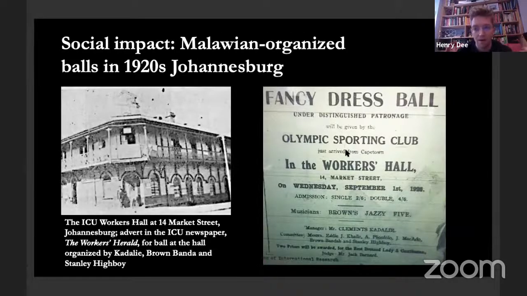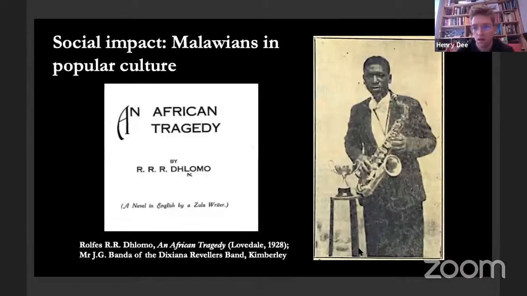At the same time, Malawians are very important socially. So the Malawians within the ICU all organize balls at the ICU's Workers' Hall in Johannesburg. Alongside Kadali, you have Brown Banda and Stanley Highboy, who are noted dancers in the 1920s and 1930s. There are famous Malawian musicians like J.G. Banda, who's from Kimberley. And you've got Rolf Stalomo writing about drinking and gambling Malawians in 1920s Johannesburg in his novel An African Tragedy, which is the first main Black novel in the 1920s.